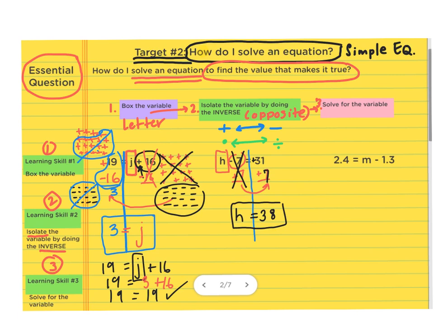Now let's check it. We have h minus 7 equals 31. I can put in a number for h, which is 38. So let's test to see if both sides are the same. This side is 31. And then if I subtract on the other side, 38 minus 7 is 31. So I know they're balanced. So it works. Yes, it does make it true. The value does make this whole equation true.